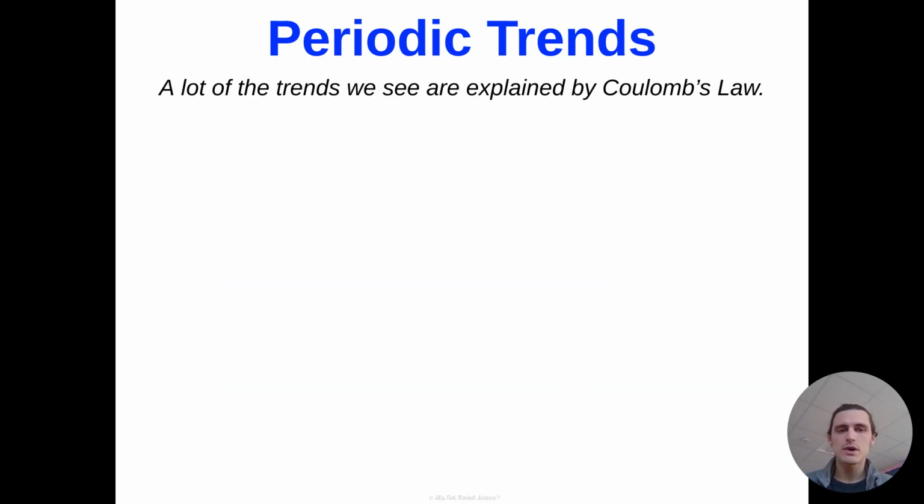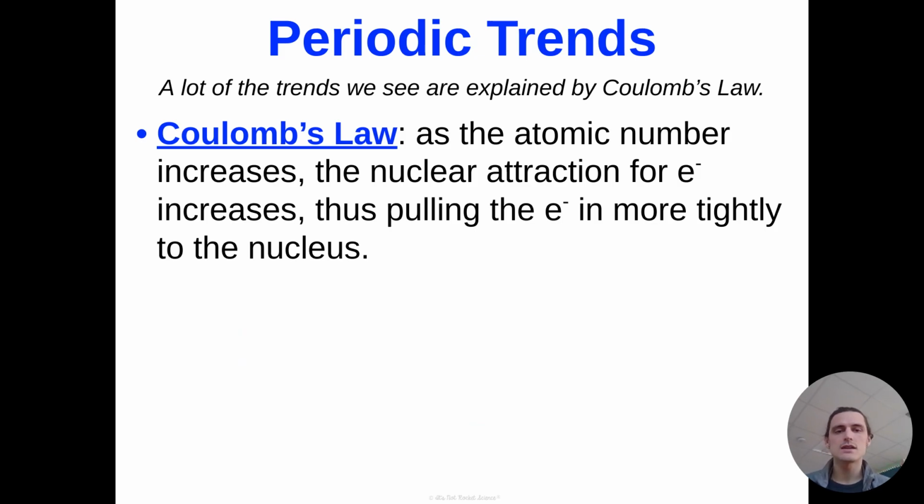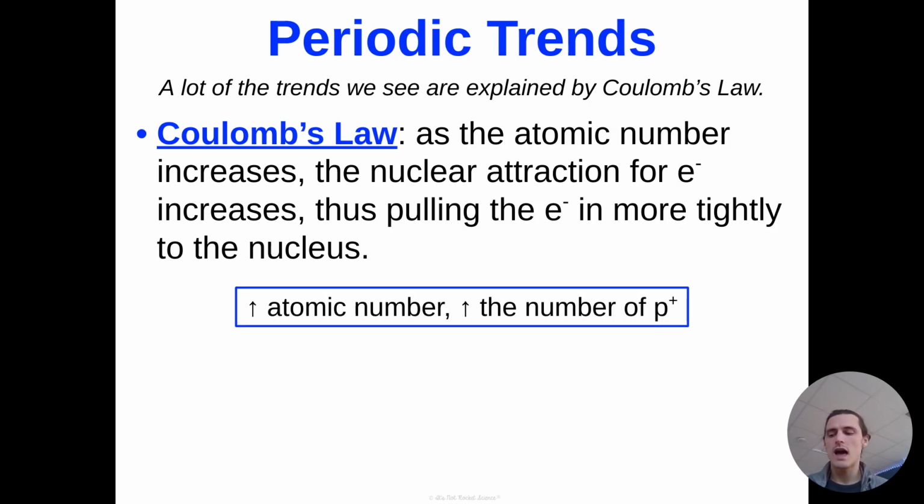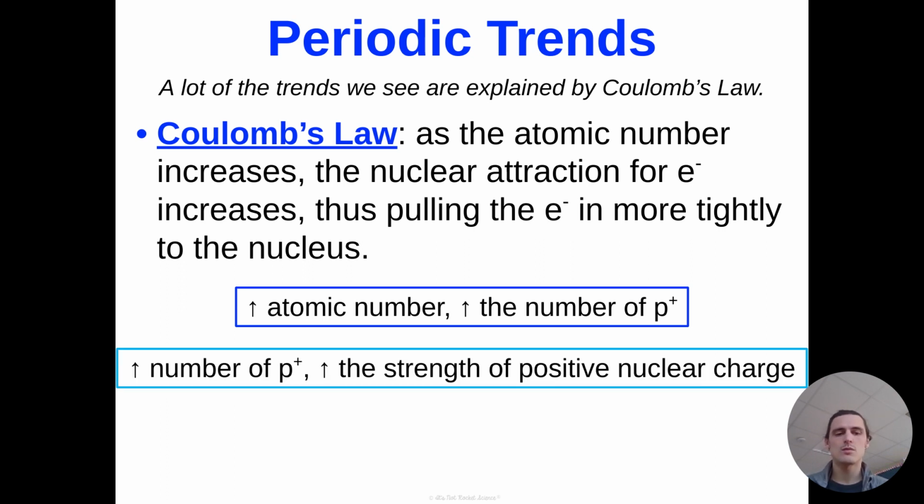A lot of these are explained by Coulomb's law, and just so you know what that is, as the atomic number increases, the nuclear attraction for electrons increases. You have that positive part of the nucleus and the negative electrons, and they try to get pulled closer together. That magnet part is stronger, so the electrons are pulled in more tightly. Again, as atomic number goes up, the number of protons increases, and as the number of protons increases, the strength of that charge increases. We have more and more positive things in the center in our nucleus, and that pull for the electrons is even stronger.